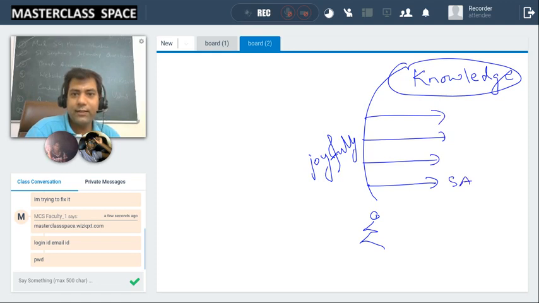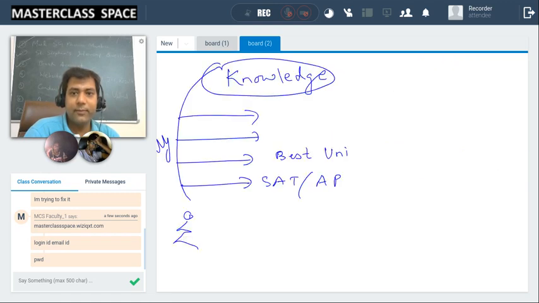A high score in SAT, or a high grade in AP courses, AP Calculus, or mechanics, electricity, magnetism, whatever you can get. Then a high grade in college. Obviously, when you have a good SAT score, you can get the best university according to your score. Then you can have high grade in university also.